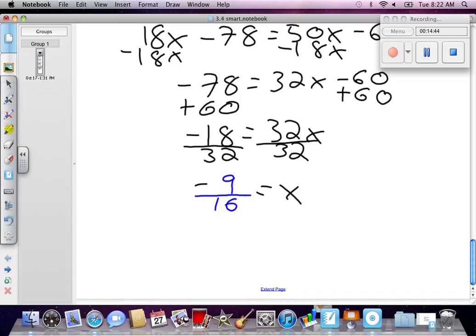All right, ladies and gentlemen, your writing is right up here on the board. Explain in 4 or more sentences why this does not have a solution.